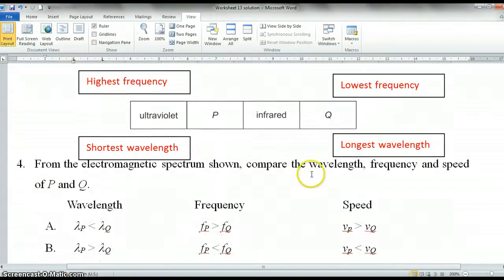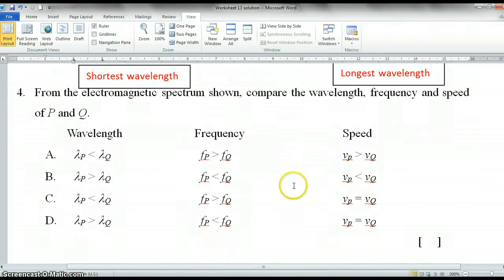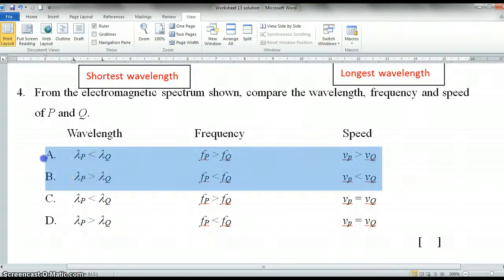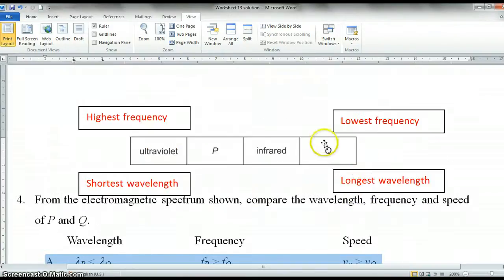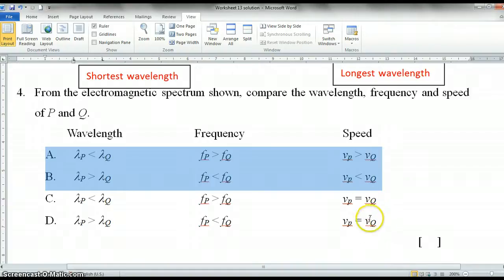Next one. Okay, I've already listed here. This is not written in your notes, but I've just added it in. In this sequence, highest frequency is ultraviolet, and so on. We need to compare P and Q in terms of wavelength, frequency, and speed. Okay, let's go to the answers. A and B confirm out, because they tell us that the speed is different. Rubbish. P and Q are all in the EM section, so the speed should be the same. So answer should be C or D.